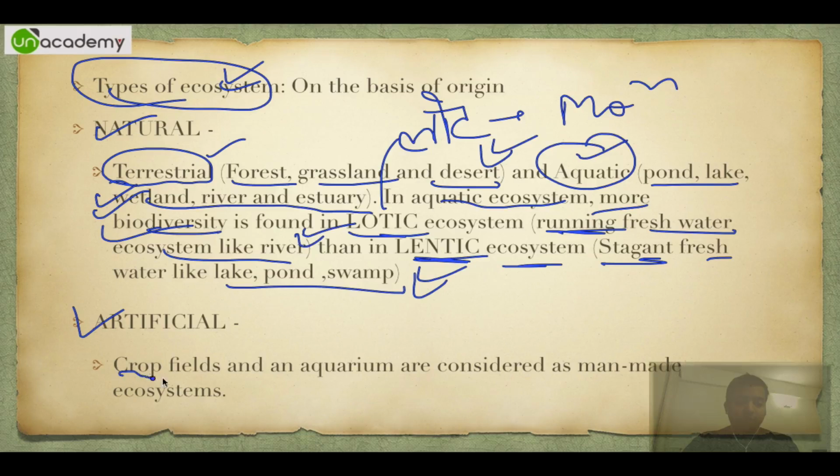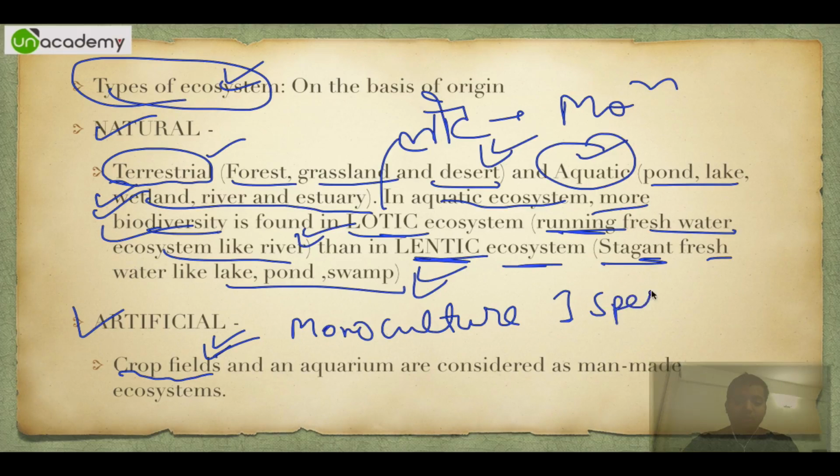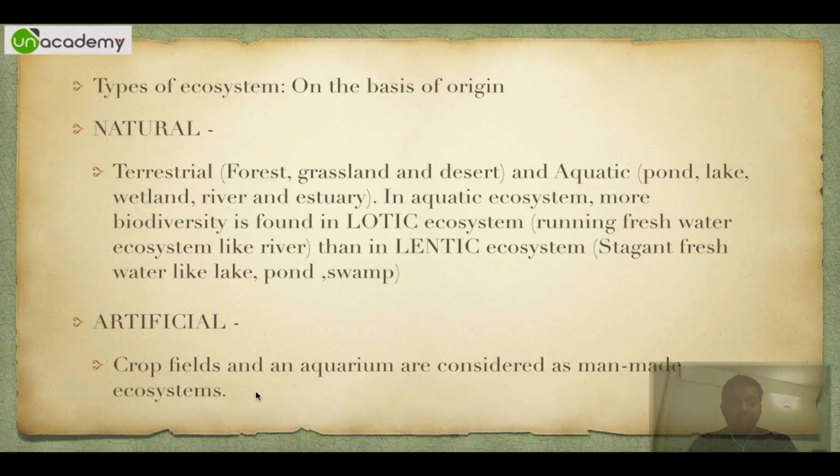Then artificial ecosystem includes crop fields. Obviously, it is also called monoculture. Why is it called monoculture? Because only a single species grows, like wheat, corn, etc. And aquariums obviously are considered man-made or artificial ecosystems.